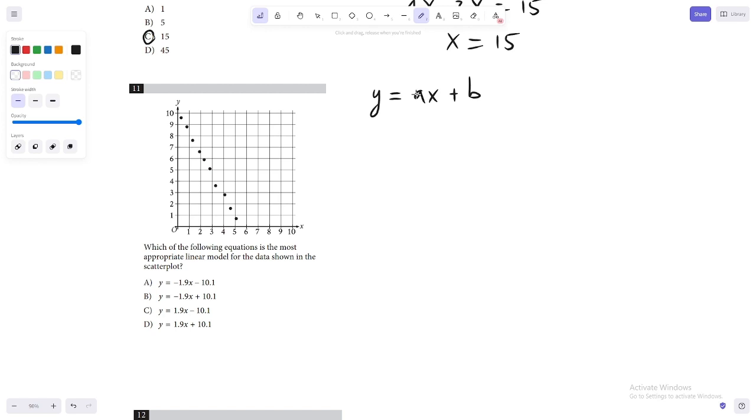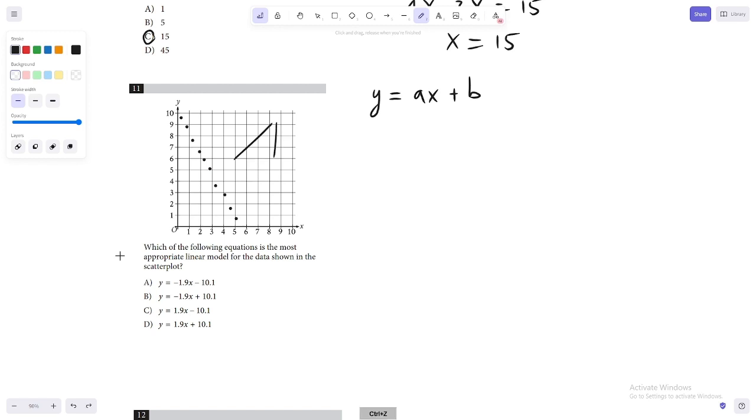Now, here, a represents the slope of the line. So slope simply means, say we have this line, the change in y divided by the change in x. So as you can see in this one, y is going up, x is going up, so y divided by x, that will be positive.